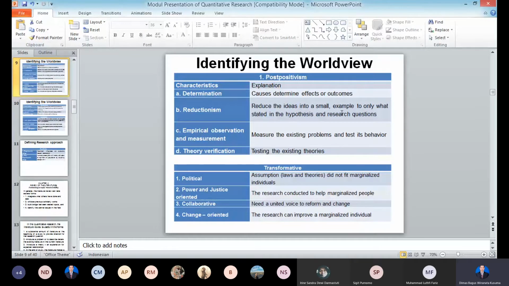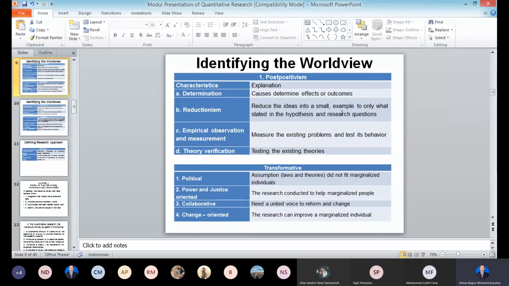The third characteristic is collaborative. So you invite so many people. You unite some groups into one voice to reform and change. So this looks like transformational leadership.